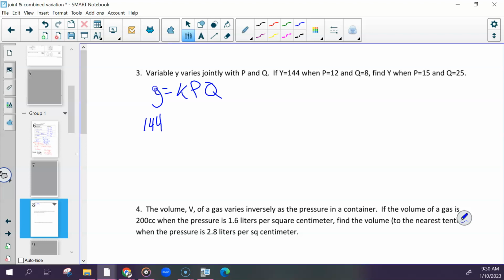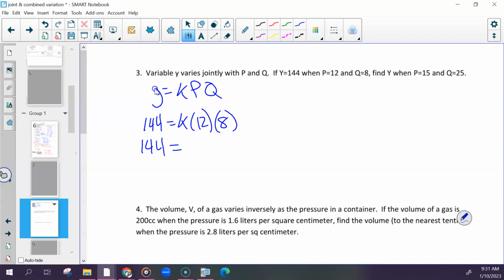144. K, we don't know. P is 12. Q is 8. So when you have something that's jointly, you're going to put in all the numbers they give you and then use that to solve for K. Here we have 144 equals 96. Multiply that, tell me what that is.